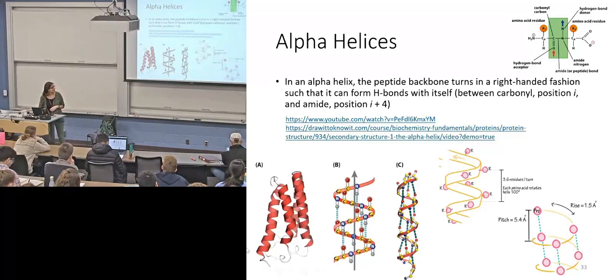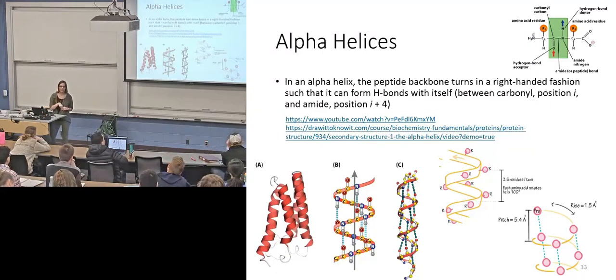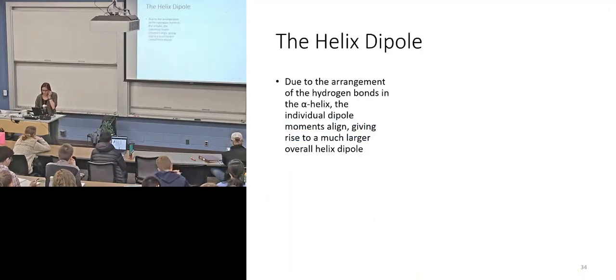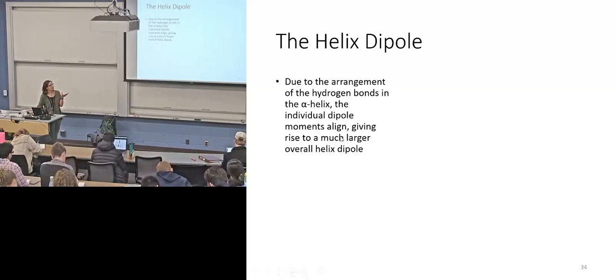What's up with this arrow? Any guesses on what that arrow is showing? A dipole. Okay? An overall macro dipole for the entire helix. The entire helix has an overall negative and positively charged end. And it's formed by the summation of a bunch of little dipole moments. Due to the arrangement of the hydrogen bonds in the alpha helix, the individual dipole moments, and those peptide bonds have directionality to them, give rise to a much larger overall helix dipole.